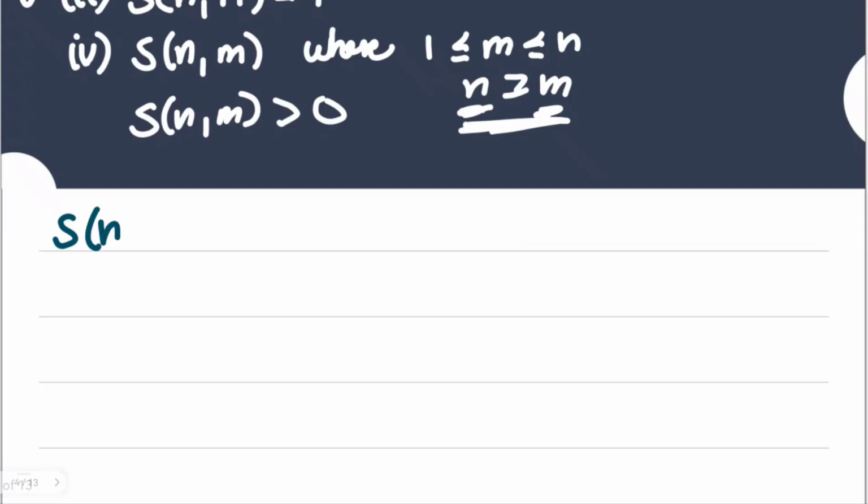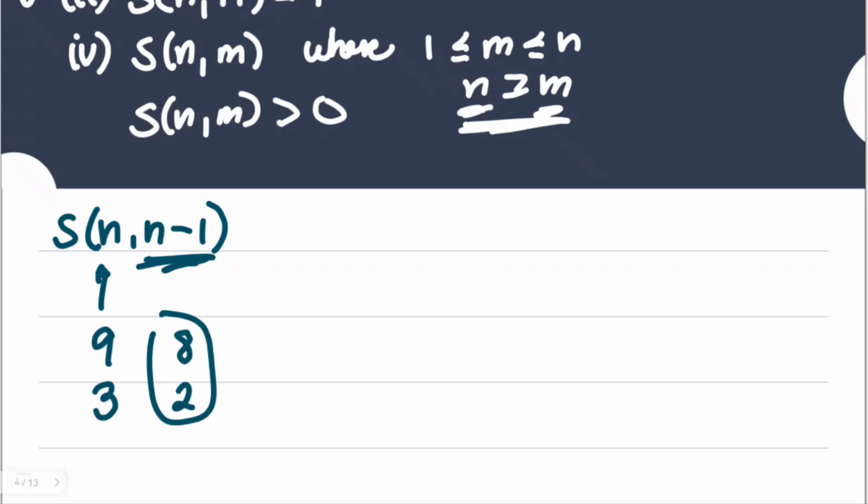What if the number of boxes is only 1 less than the number of objects? So for example, 9 objects, 8 boxes; 3 objects, 2 boxes. Meaning the number of boxes is just 1 less than your objects. It is actually computed as n combination 2. If you have situations like that, simply take the n combination 2 for that result.